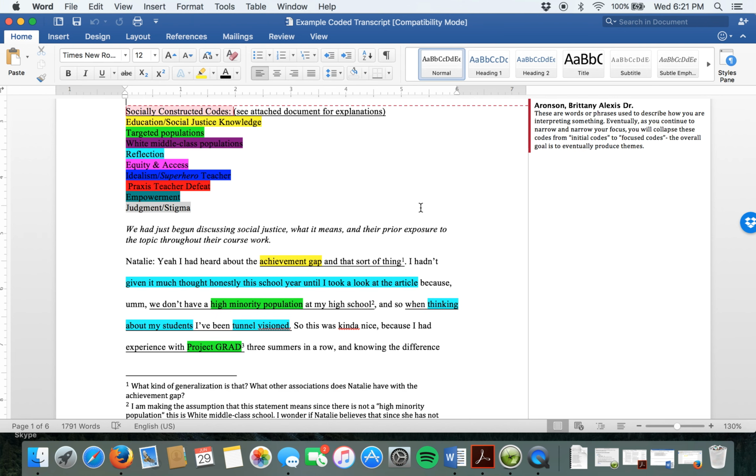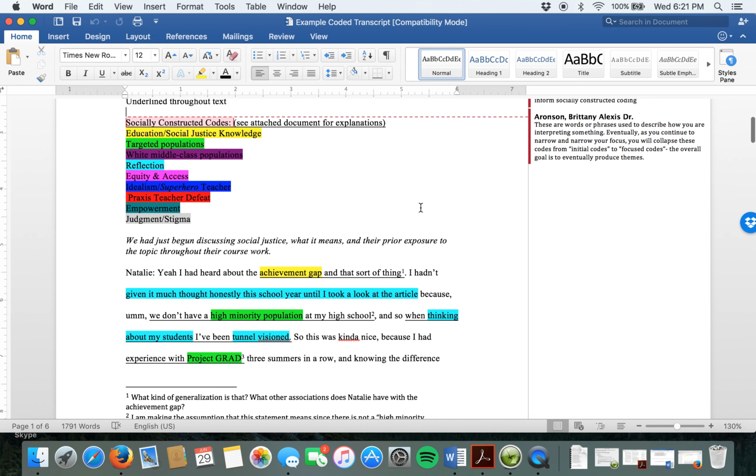Now, the socially constructed codes, these are codes where you give a name to the type of phenomena that you see happening in the text as you're reading. That'll make more sense as we go through.